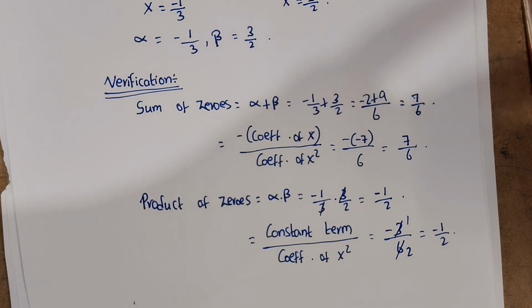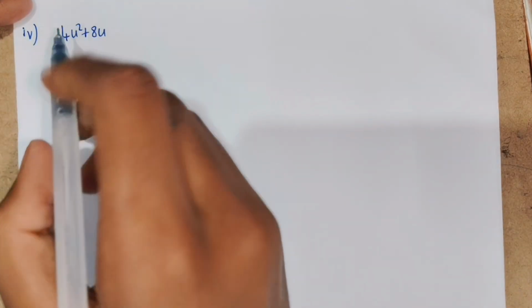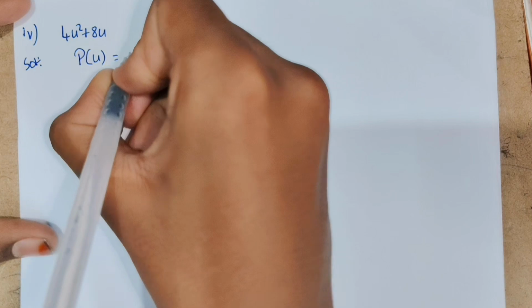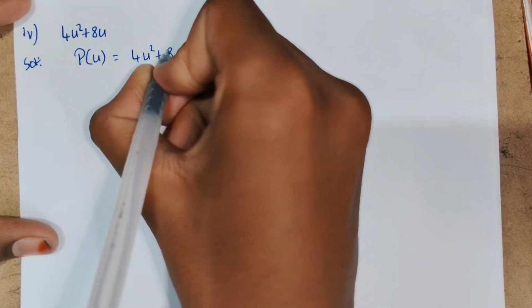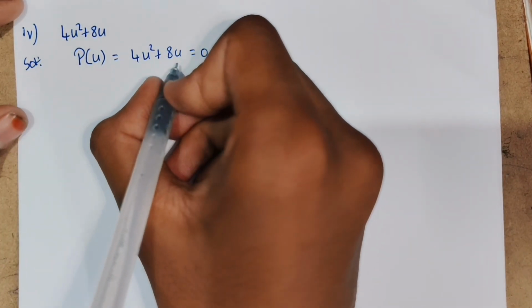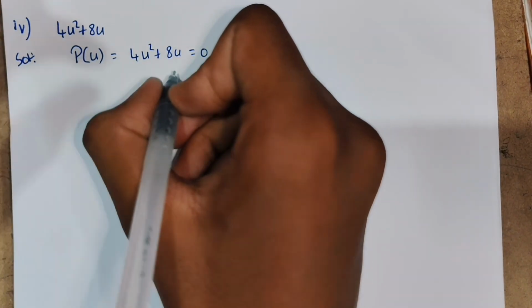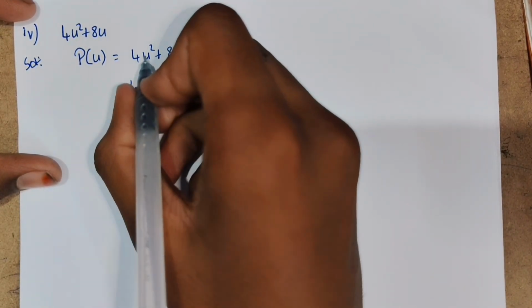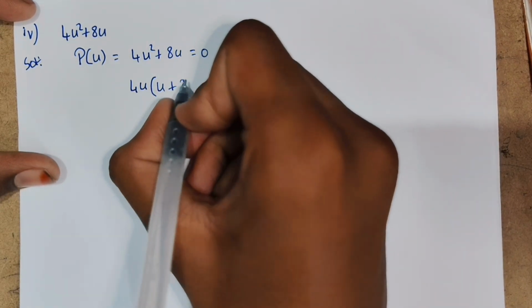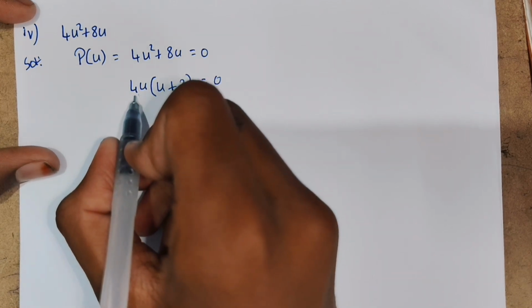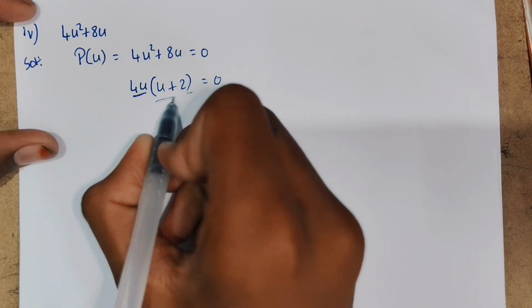Let us go to the fourth question. So here the fourth question is 4u square plus 8u. Let us solve it. I am thinking that P of u is equal to 4u square plus 8u is equal to 0. It means in 4u square and 8u, the common factor is 4u. So 4u of 4u into u, 4u square plus 4u into 2, 8u equals 0. We got the zeros. The two factors are 4u and u plus 2.